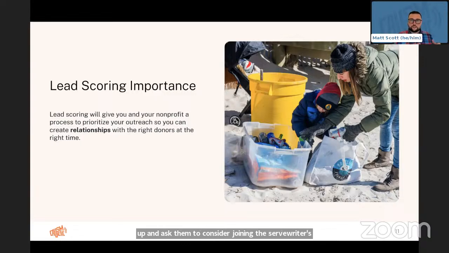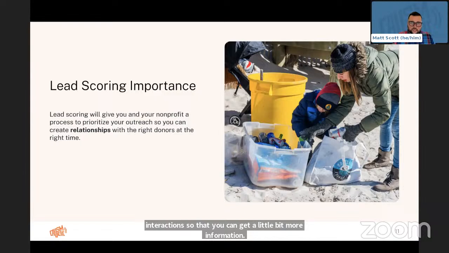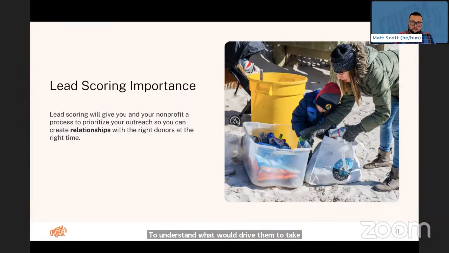So it's actually a little bit more detailed than just sending out a survey and asking why you do or don't give. It's thinking about what are those supporters who are most likely to make a mid or major gift, to take that next step, and tailoring your survey around those interactions so that you can get a little bit more information to understand what would drive them to take that next step, what type of content or which channel they prefer. Those are the kinds of things I would be asking for in a survey.